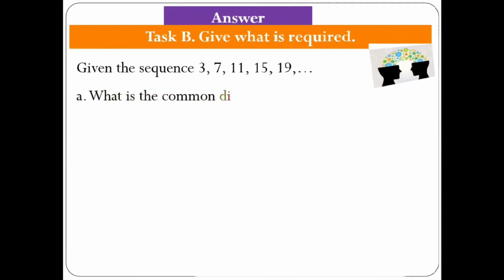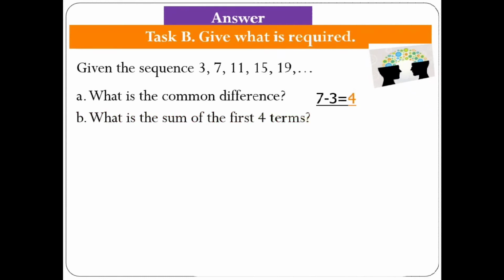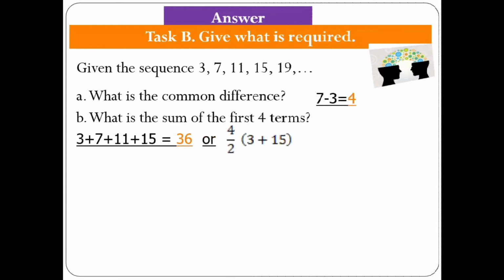The common difference of the given sequence is 4. We have 7 minus 3 is 4, 11 minus 7 is 4, 15 minus 11 is 4, and 19 minus 15 is 4. What is the sum of the first 4 terms? That is 3 plus 7 plus 11 plus 15 is equal to 36, or 4/2 times 3 plus 15. And since we are looking for the first 4 terms, that is 2 times 18, which is equal to 36.